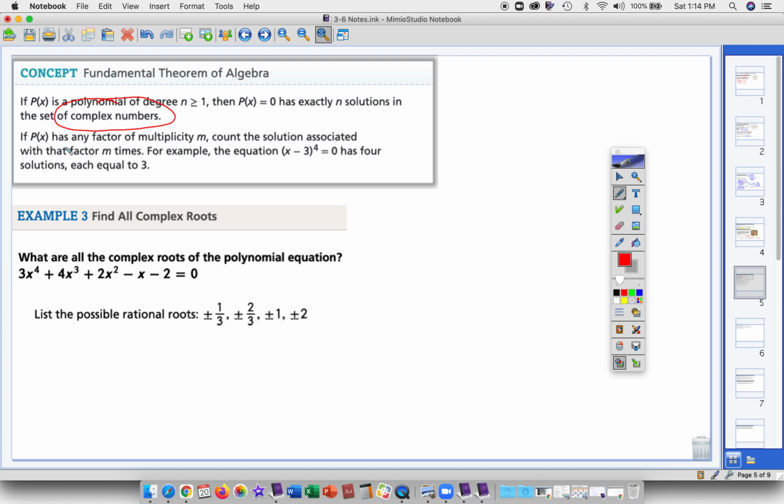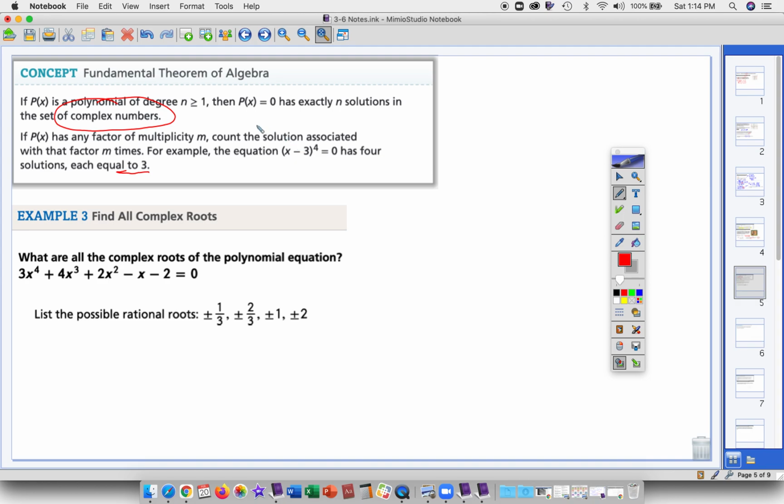So if p of x has any factor of multiplicity m, then count the solution associated with that factor m times. So for example, the equation x minus 3, quantity to the 4th power, equal to 0, has 4 solutions. All 4 solutions are equal to 3. And this is what I was talking about last week. That multiplicity being 4, we also call this a repeated 0, right? 3 is repeated 4 times.